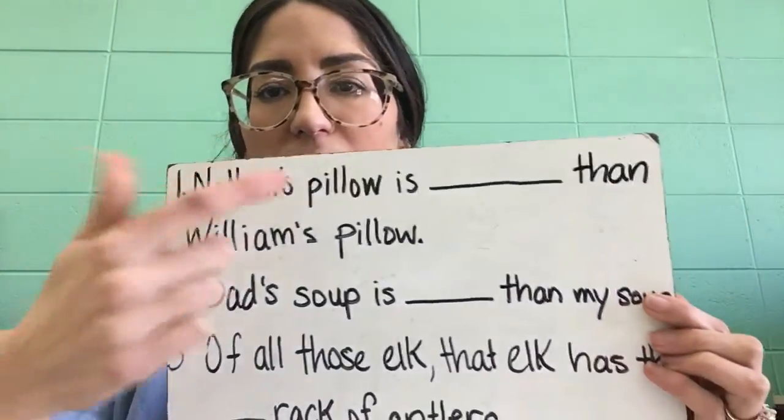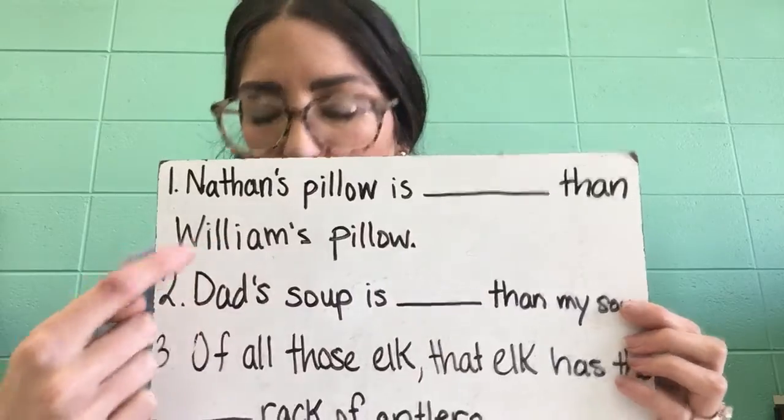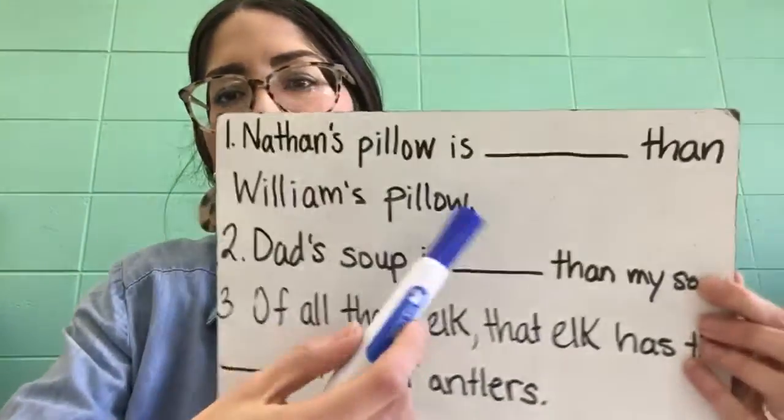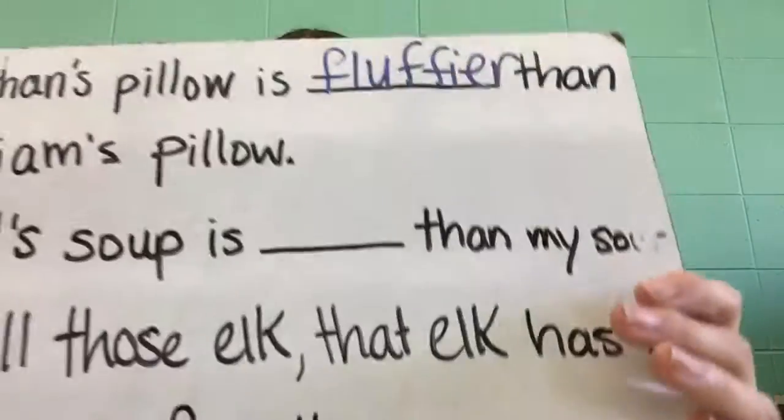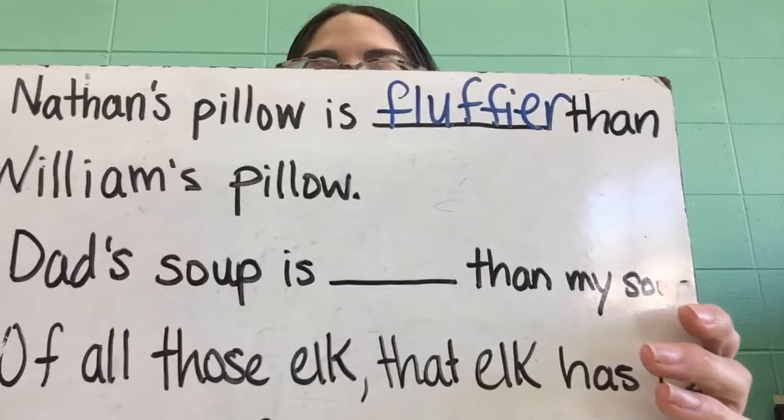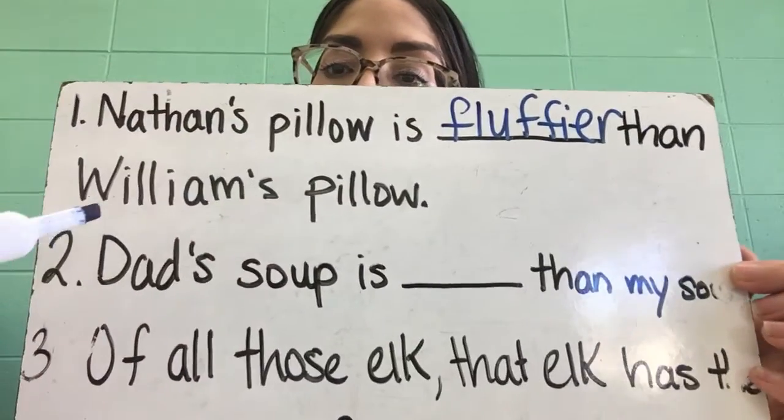Now, number 1 says, Nathan's pillow is fluffy blank than William's pillow. So what are we going to write there? Nathan's pillow is blank than William's pillow. We have to write our adjective, but they gave us our adjective, fluffy. So what are we going to put there? We're going to put fluffier. Very good. Fluffier. Okay? There we go, fluffier. Nathan's pillow is fluffier than William's pillow.